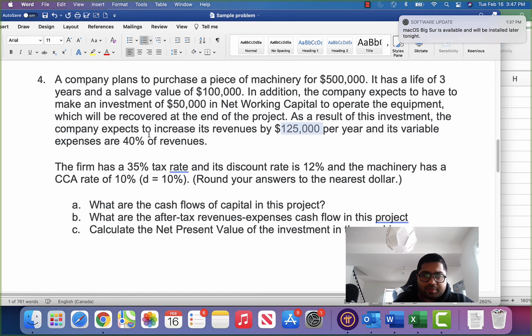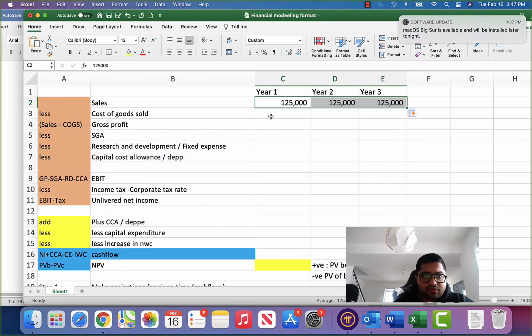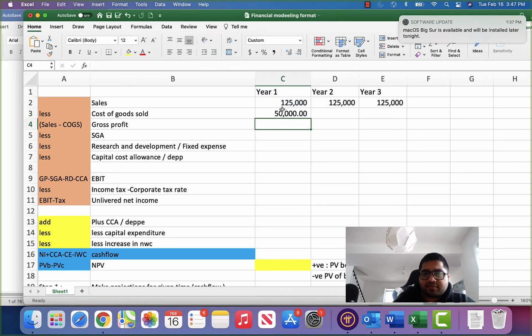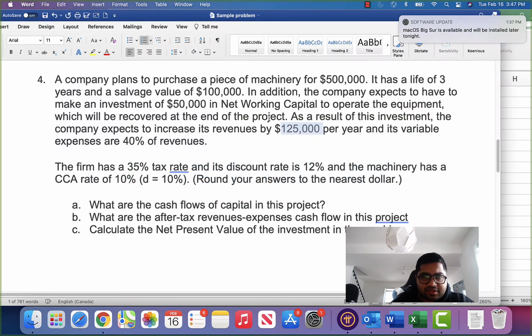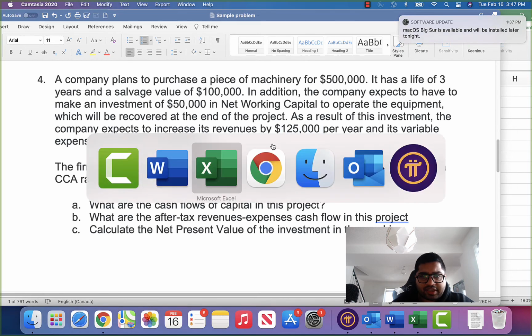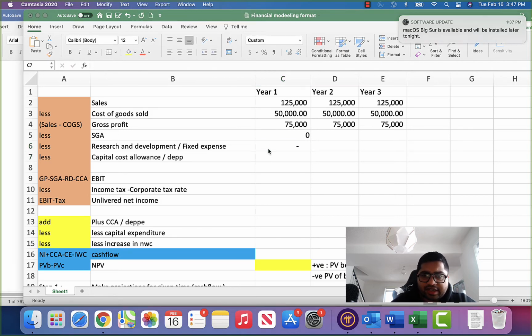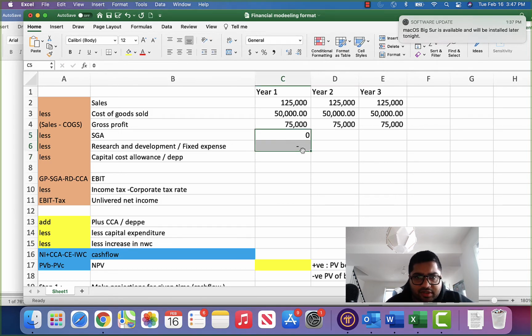Okay, 40% are expenses. So COGS are 40% of that. So this times 40% is the expense. $50,000 is the expense, right? Gross profit is sales minus COGS. So this is $75,000 of gross profit each year. Have they given SGA or anything? No, no SGA, no fixed expense. Okay, depreciation we have to calculate. So I'll just drag it down.